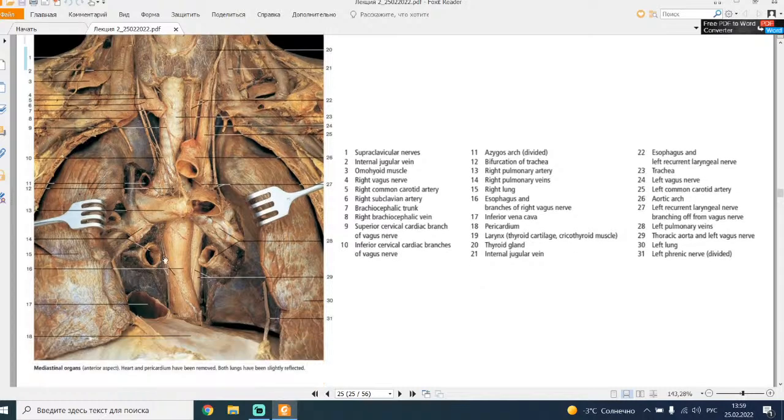What do you see? Pulmonary veins. This is the right pulmonary vein and the left pulmonary vein. This is the pulmonary artery, the right pulmonary artery. This is the esophagus. This is the trachea, the lung, the diaphragm.